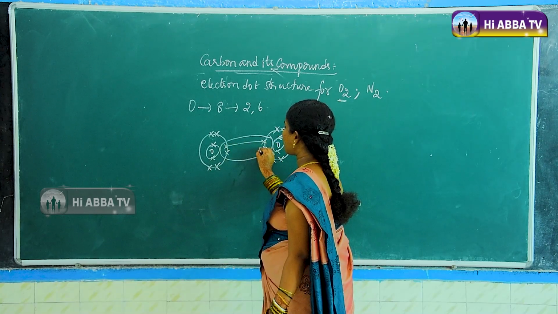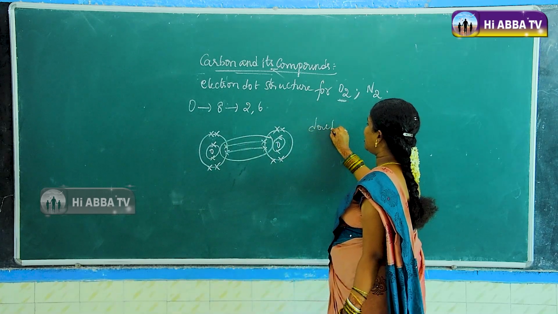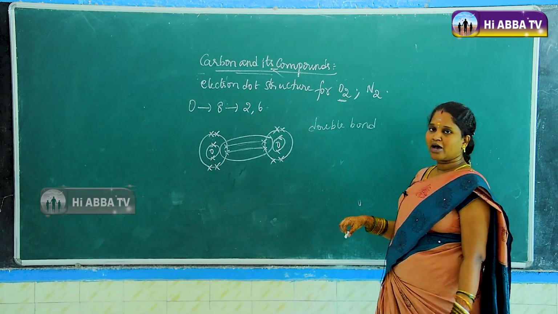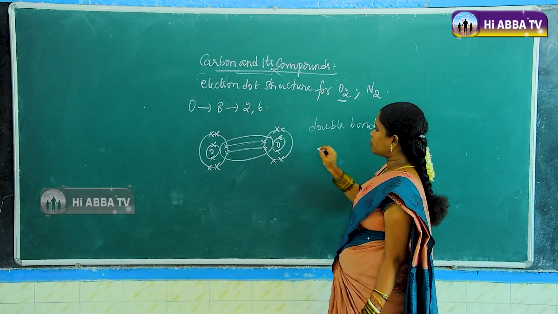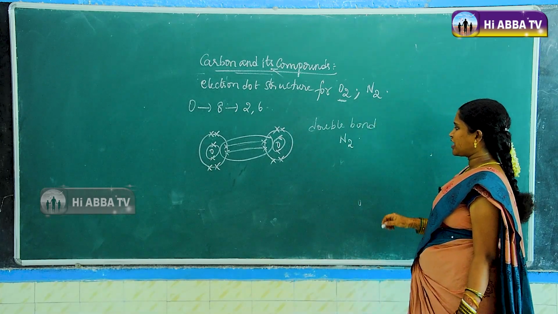And what type of bond will be formed here? A double bond will be formed. So what is the bond formation in oxygen? A double bond will be formed. This is one most expected question. And the second example will be for nitrogen.